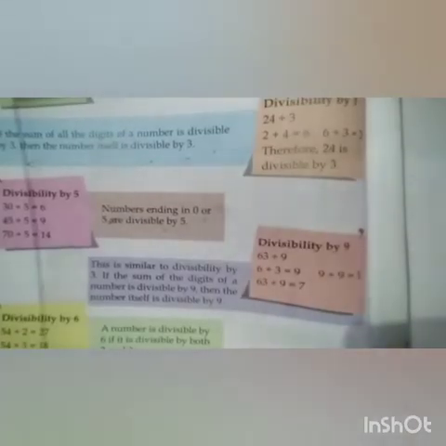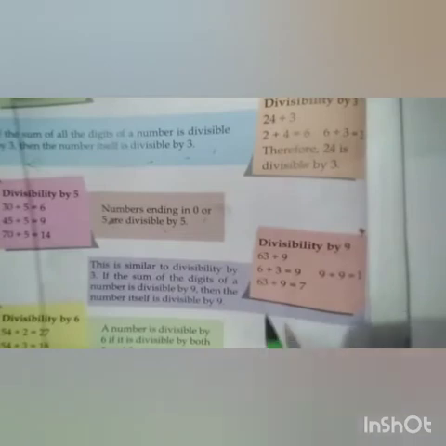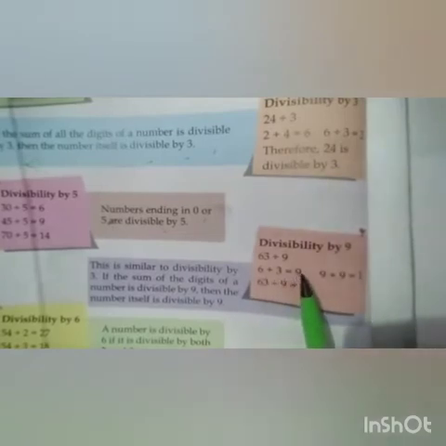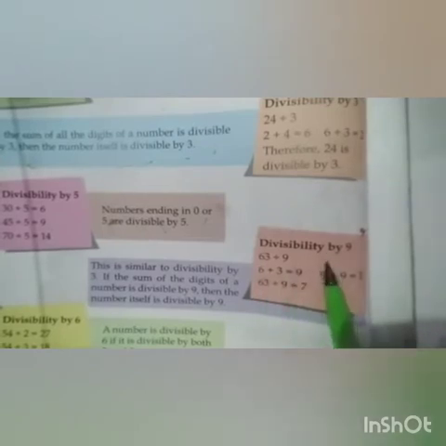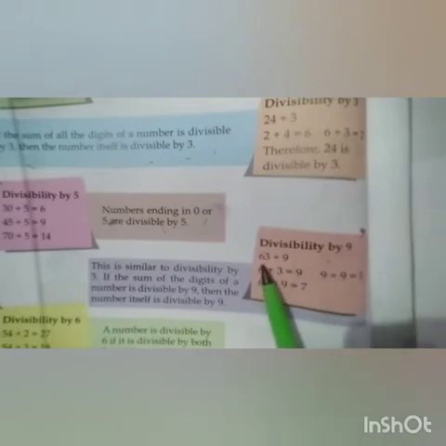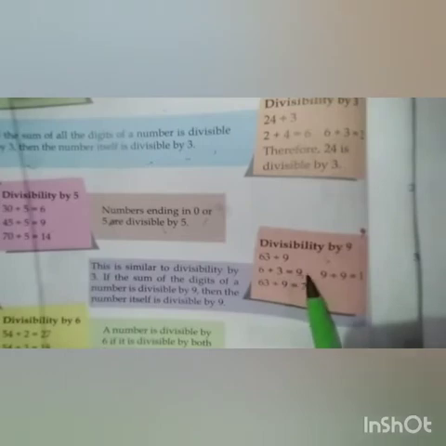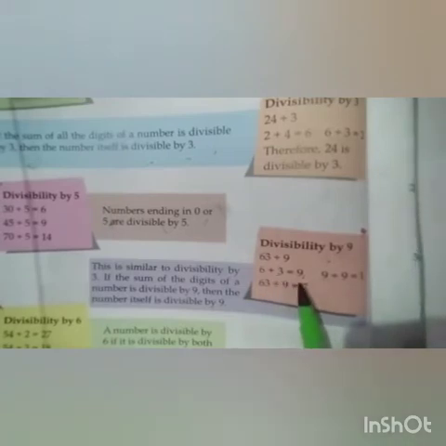Next, divisibility by 9. Here 63 divided by 9. You know the table. 63 divided by 9 equal to 7. How to check it? The dividend is 63, that is 6 plus 3 equal to 9. 9 is divisible by 9, that is, 9 is a multiple of 9. So, we can divide 63 by 9.